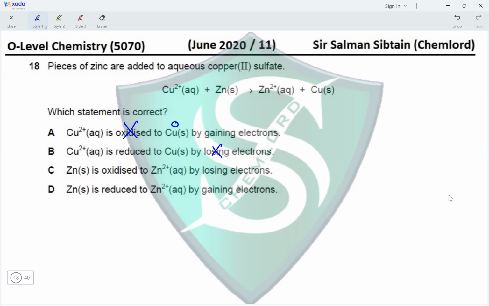Zinc is oxidized to zinc 2 plus by losing electrons? Yes. And zinc is reduced to Zn2 plus? Wrong. So the correct option for this question is option C.